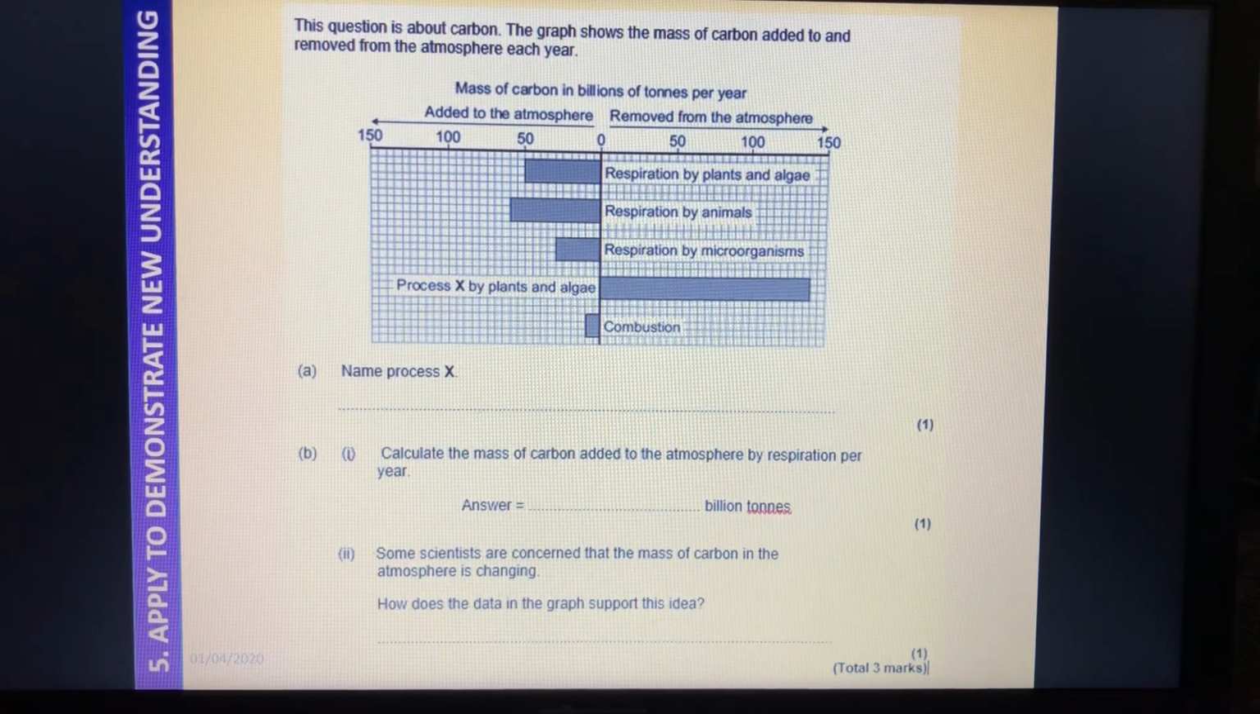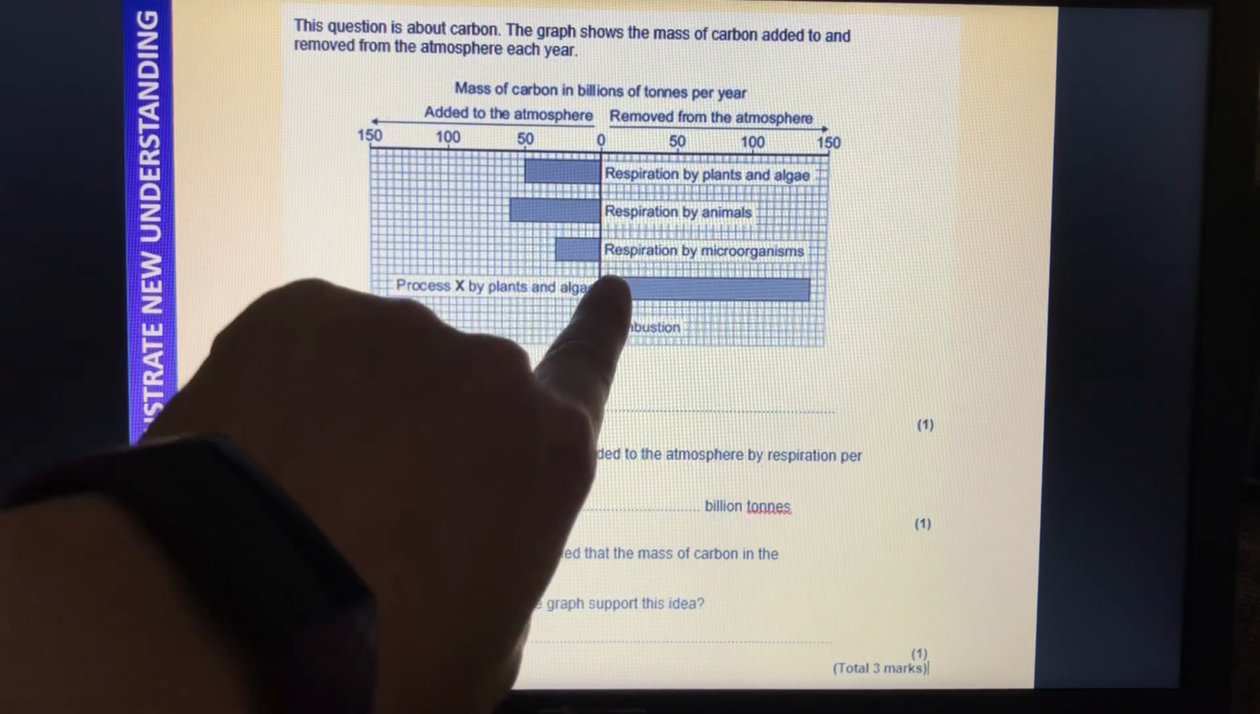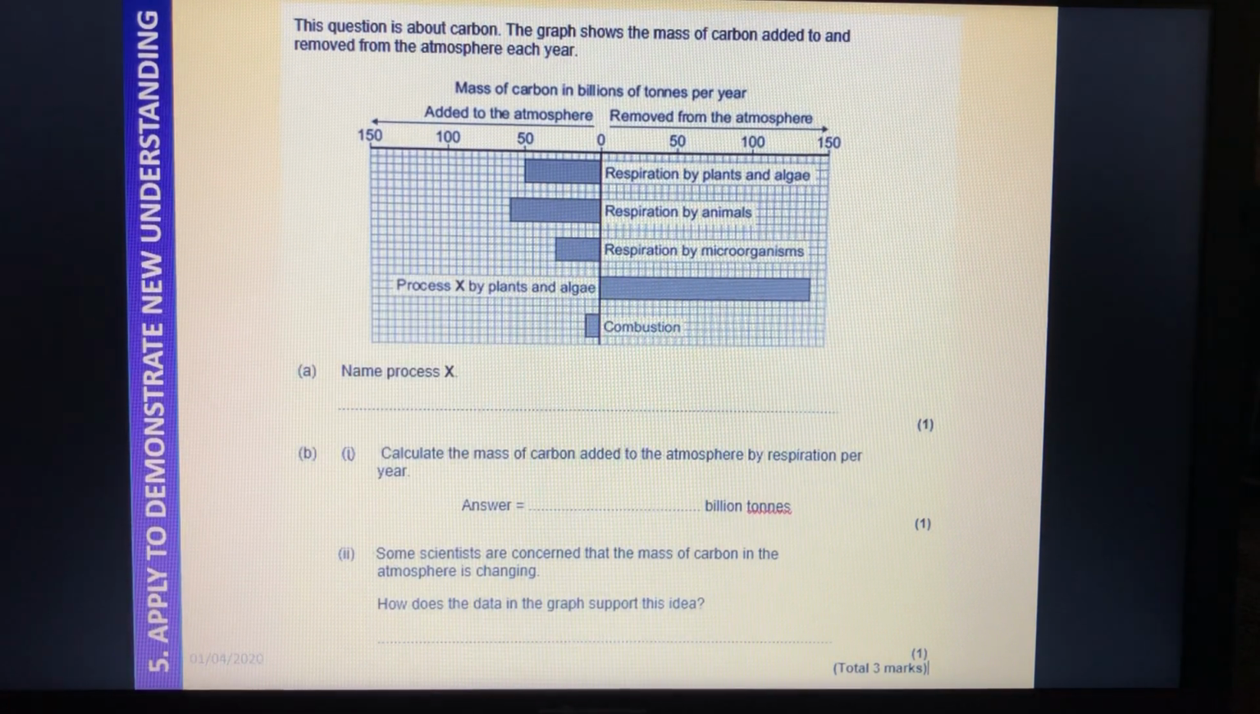Calculate the mass of carbon added to the atmosphere by respiration per year. Okay, added to the atmosphere by respiration per year. So we've got respiration here, and again here. Now these numbers, I don't know how easy they're going to be for you to see. That top bar is 50. The next bar is 60. And the third bar is 30. Okay, so calculate the mass of carbon added to the atmosphere by respiration per year.